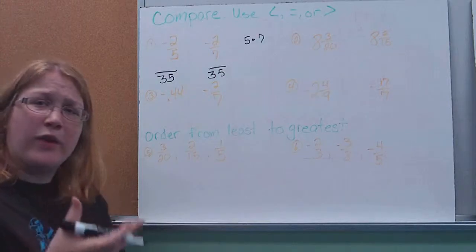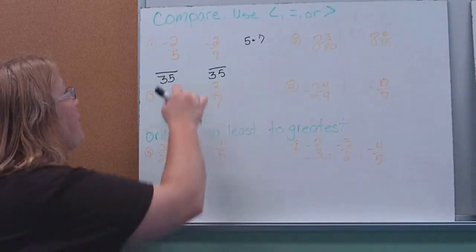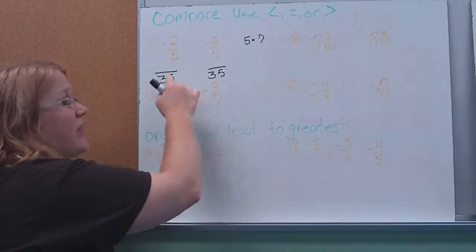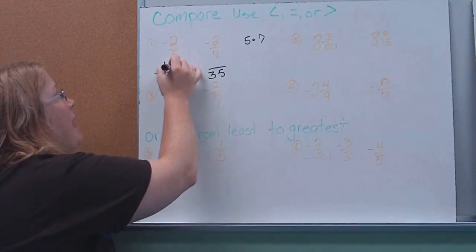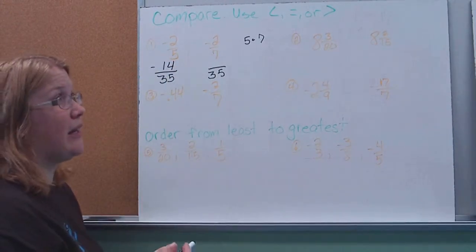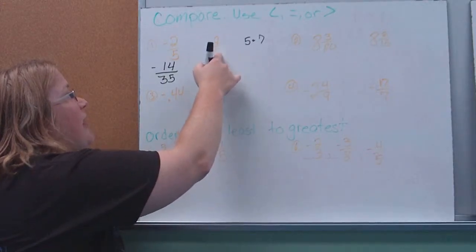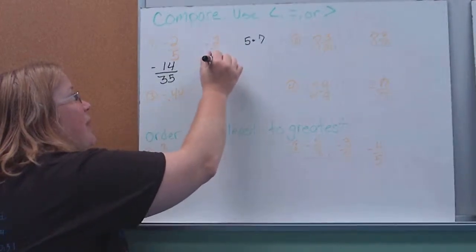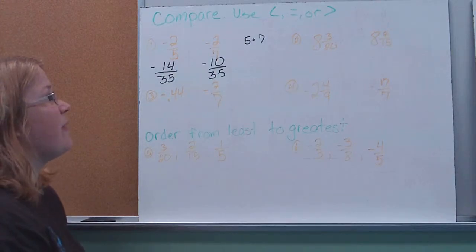Now I'm going to rewrite my equivalent fractions so that I can compare them. I multiplied 5 by 7 to get 35, so I'm going to multiply the top by that as well. Also remember, these are negative numbers, so they're going to stay negative. 7 I multiplied by 5, so I need to do the same thing to the top, multiply 2 by 5.